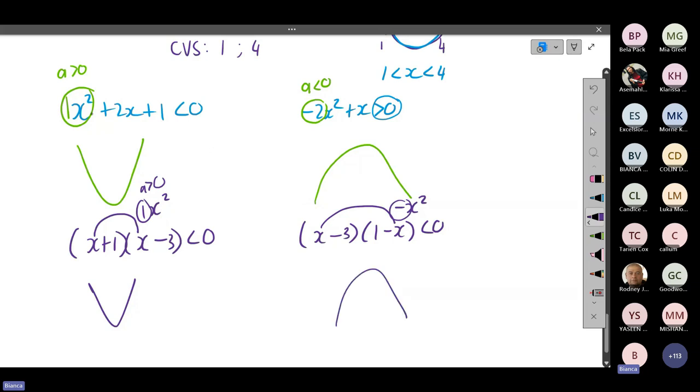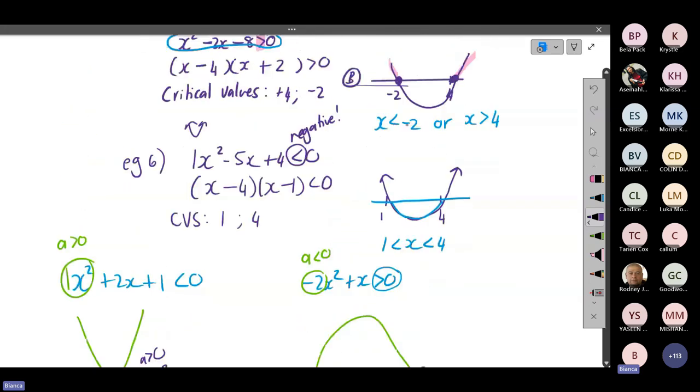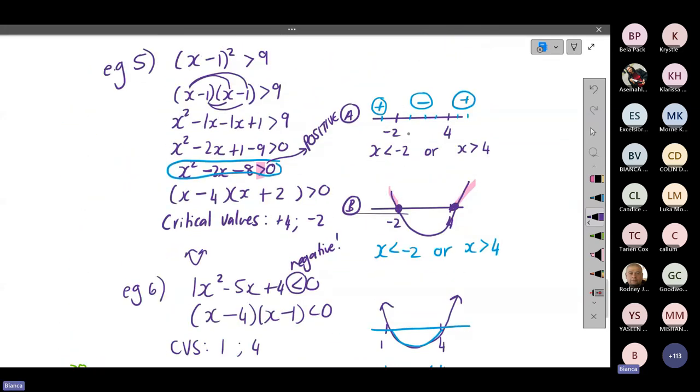So sometimes they give it to you like this, where you can see it very easily. And sometimes it's in factorized form, so you might have to do a little bit of work and actually multiply out to see what the graph looks like. Okay, so that's it. If you're using the number line, obviously then you don't need to really worry about that. Okay, I hope that helps.